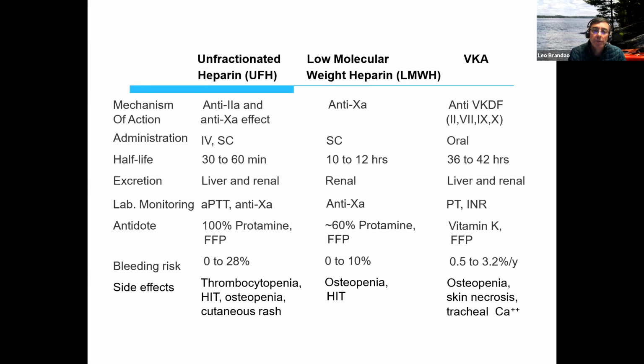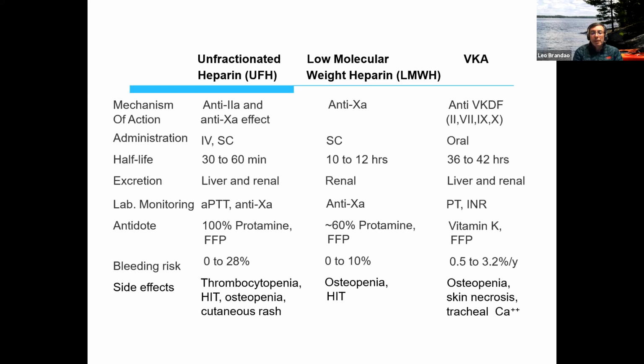It can be administered subcutaneously, but much more commonly IV, not orally. The half-life, 30 minutes to up to 90 minutes actually, excreted via kidney and liver. And the good thing, it has a perfect antidote, protamine, which comes from fish. So fish allergy is a contraindication to the use of protamine.